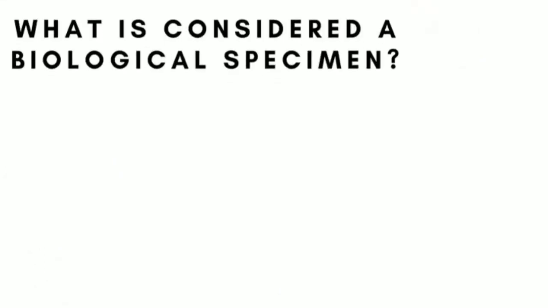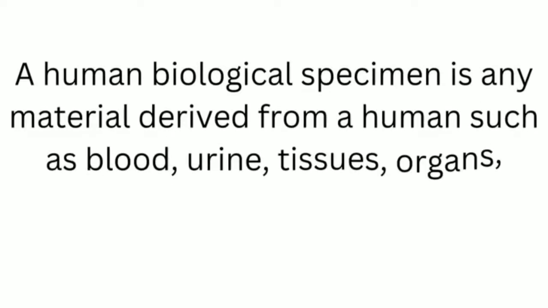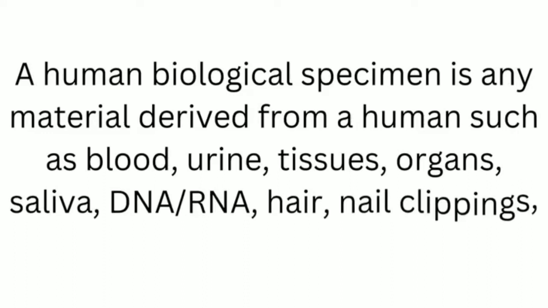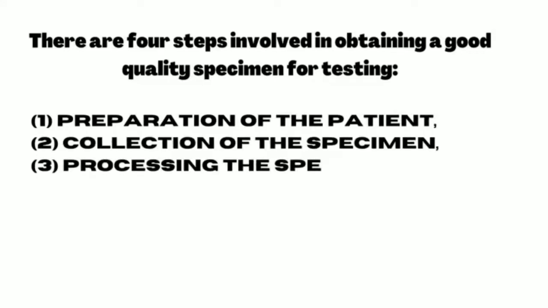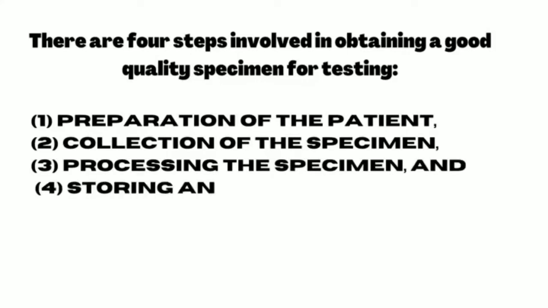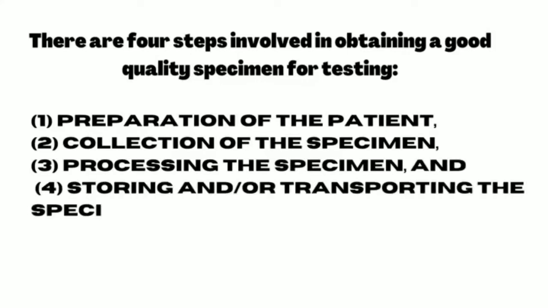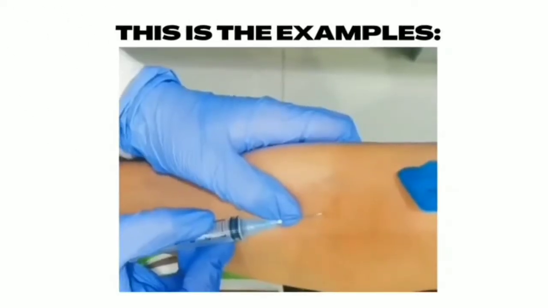What is considered a biological specimen? A human biological specimen is any material derived from a human such as blood, urine, tissues, organs, saliva, DNA, RNA, hair, nail clippings, or any other cells or fluids, whether... This is the examples.